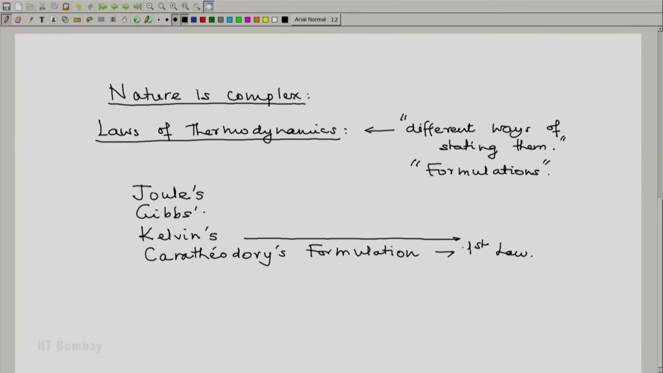So when it comes to the second law of thermodynamics, we will be using Kelvin's formulation. Apart from that, there is a formulation by the mathematician Giles, which is an excellent formulation in the discrete domain. So today we can say that the two major formulations of thermodynamics are those by Carathéodory and Giles.